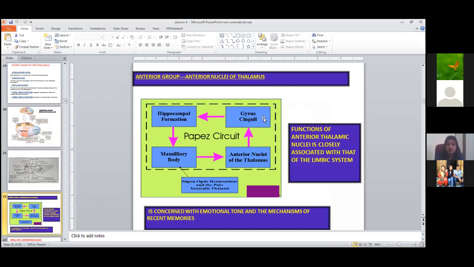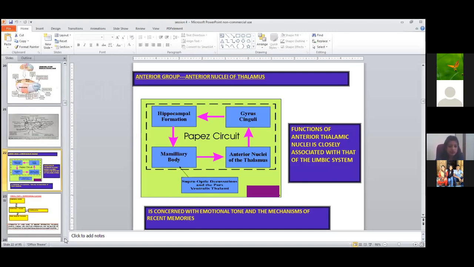So what is that circuit? The functions of the anterior thalamic nuclei are closely associated with those of the limbic system, and this is the circuit. First is the anterior nuclear thalamus, then to the cingulate gyrus, then to the hippocampal formation, then to the mammillary body. So this is concerned with memory and emotional tone, and the memory is stored in this way.